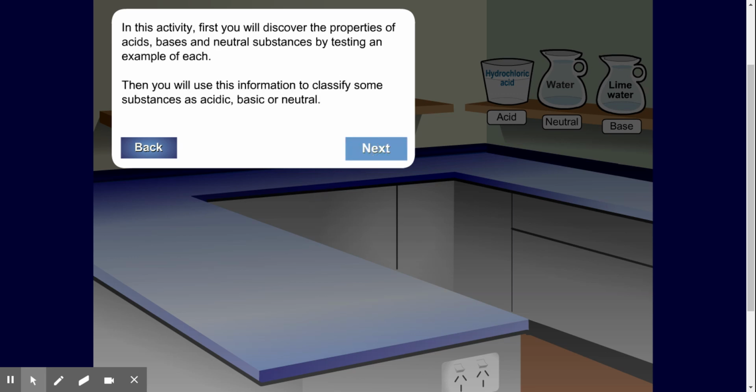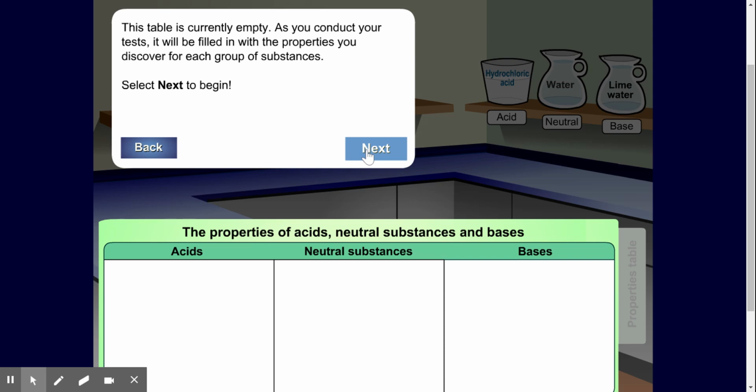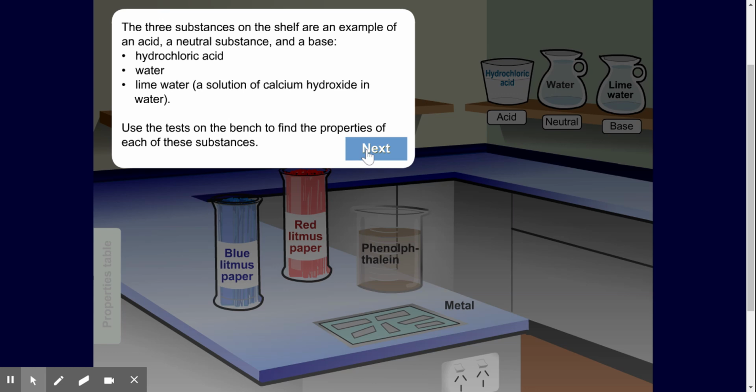In this activity, first you will discover the properties of acids, bases, and neutral substances by testing an example of each. Then you'll use this information to classify some substances as acidic, basic, or neutral. This table is currently empty. As you conduct your tests, you'll fill in the properties you discover for each group of substances. You have a copy of this table on your handout, so you can complete it as we work through it.